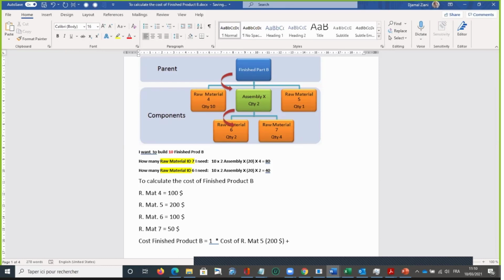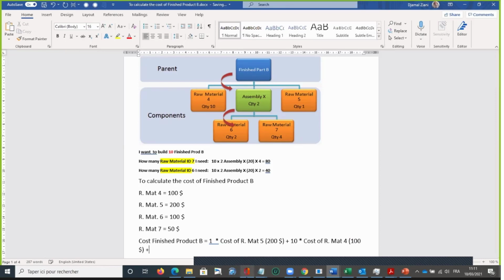Plus what? Plus material 4. So 2, I put the quantity. Okay. I put 4. Okay, I went, so 10. 10 multiply by 100. Quantity 4. Okay. I put here quantity. Material 4 is 100, right? Yes.